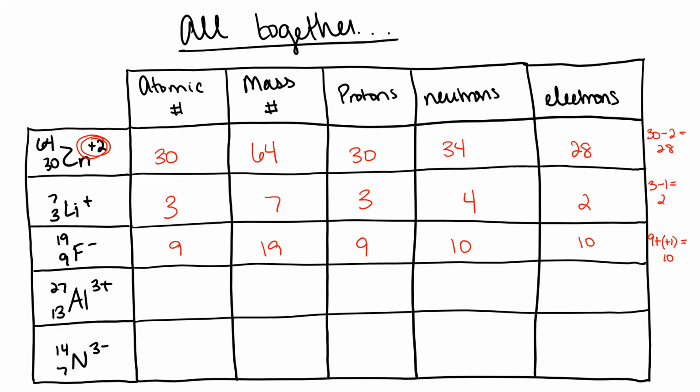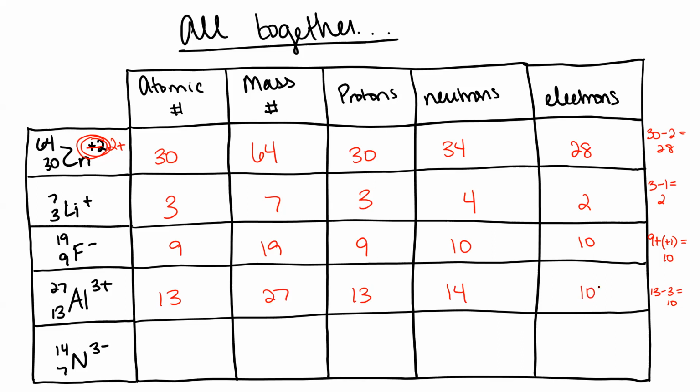And I just realized I wrote this wrong up here. This should be 2 plus. Pardon me, guys. Anyways, to keep going, now we have aluminum 3 plus. And we're given the atomic number and the mass number again. So we write 13 and 27. Our number of protons is 13. Our number of neutrons is 27 minus 13, which is 14. And our number of electrons is 13 minus 3, which equals 10. So we have 10 electrons.